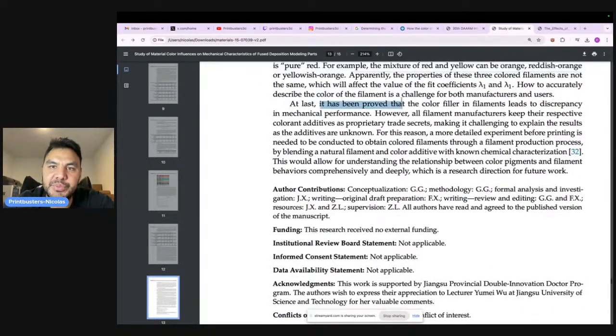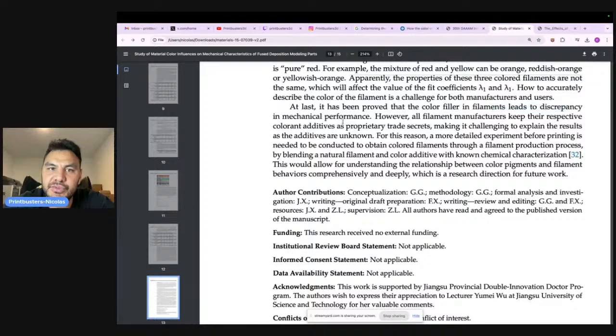At last, it has been proved that the color filler in filament leads to discrepancy in mechanical performance. Again, I wouldn't call it color filler. In some cases, it might be true. In some other cases, it might be more than just the dye or the pigment. So it depends on how they define color filler, actually.